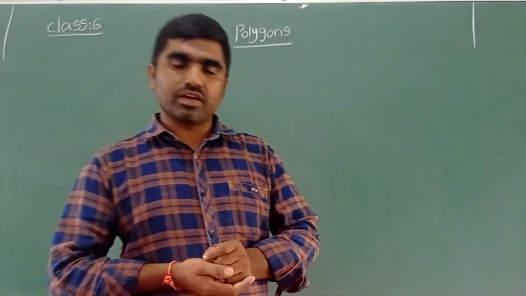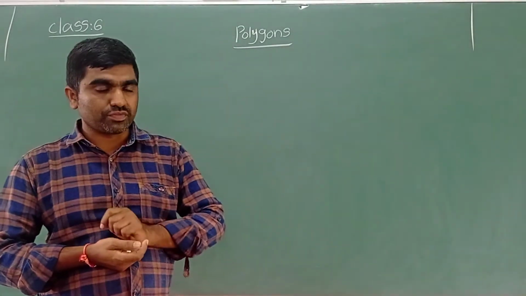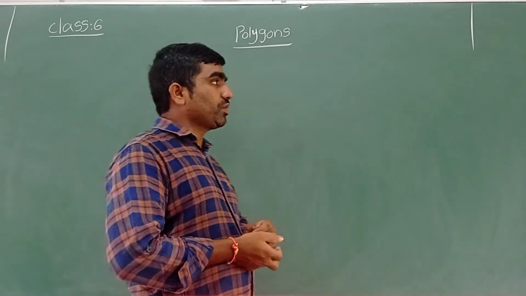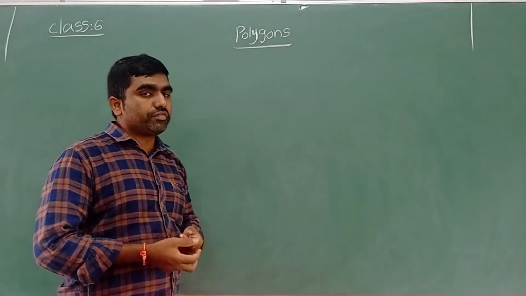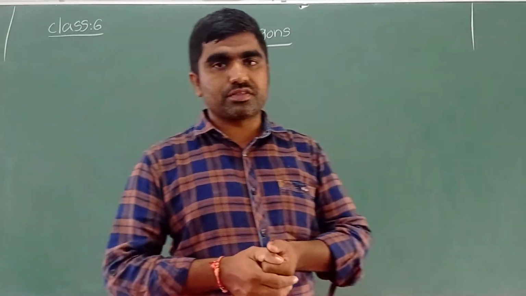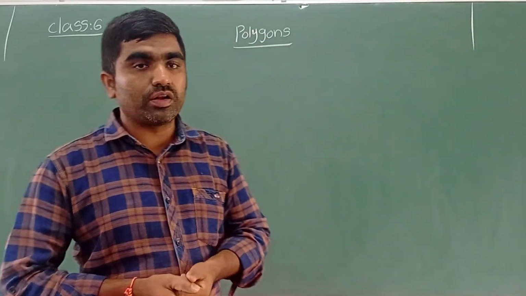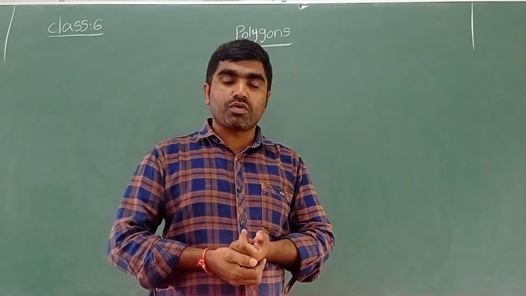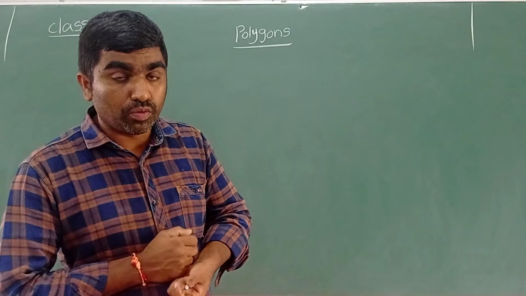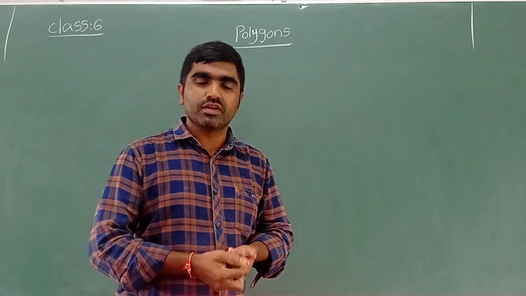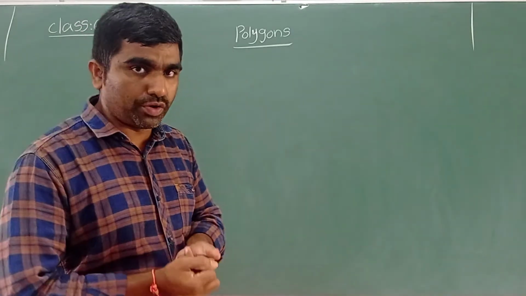In the previous class we learned about quadrilaterals, different types of quadrilaterals, and today we are going to learn about polygons. What are we going to learn, beta? We are going to learn about polygons. Let's see what is meant by polygon, which type of objects we call polygons, and where we can see polygons in real life. What are the different types of polygons? All these things we will discuss in today's class.